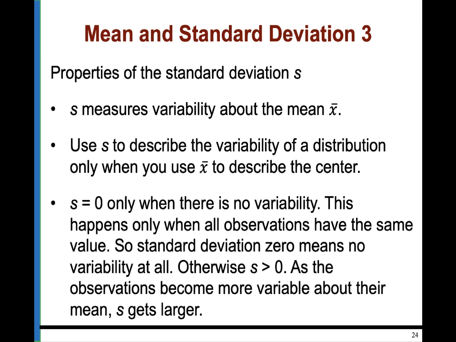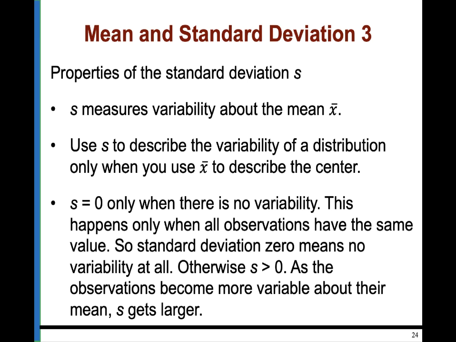So a property of the standard deviation is that it measures the variability about the mean of that distribution. You're going to use the standard deviation anytime that you're using the mean to describe the center. So the mean and the standard deviation go together as a pair.